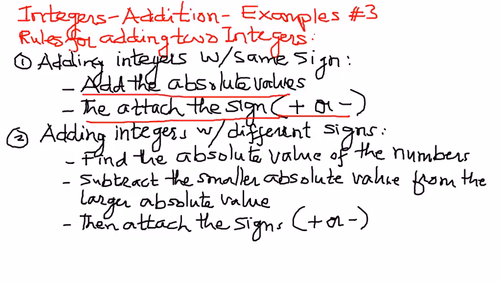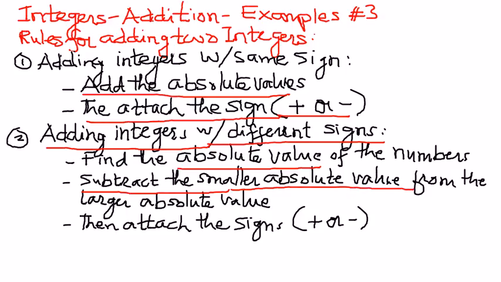The second rule is if we want to add integers with different signs, positive and negative, in that type of situation, we're going to follow the following steps. Find the absolute value of the numbers first. Then we'll subtract the smaller absolute value from the larger absolute value.